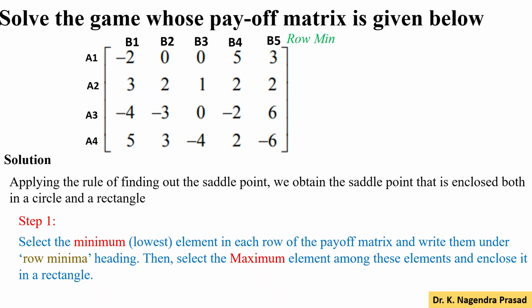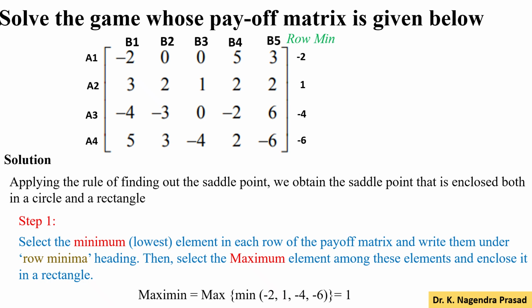So first write down the row minima heading. Then we have to select the minimum value in each row. In the first row, the minimum value is -2. In the second row, the minimum value is 1. In the third row, the minimum value is -4. And in the fourth row, the minimum value is -6.